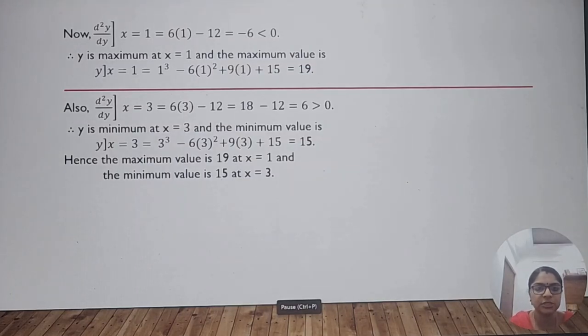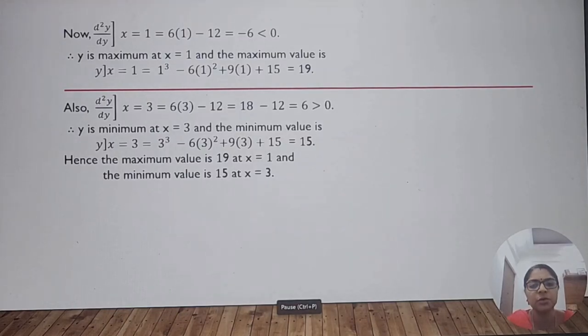So using the first stationary point, I am going to verify it. First one, d square y by dx square at the point x is equal to 1. We have to substitute x is 1 in the already found value of d square y by dx square. So if I substitute x is equal to 1, I will get the answer minus 6. If I compare with 0, that is less than 0.